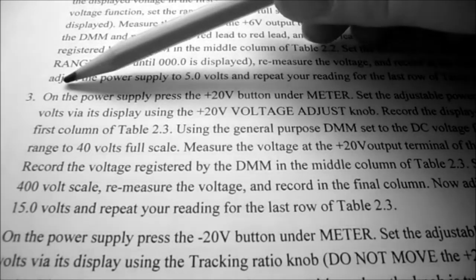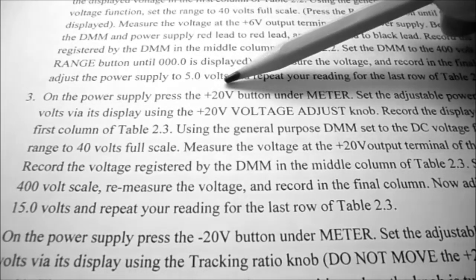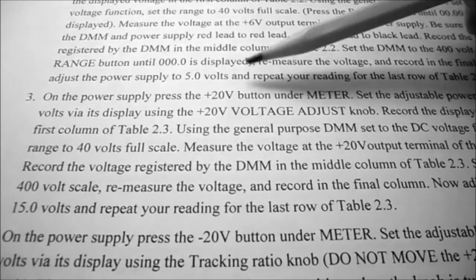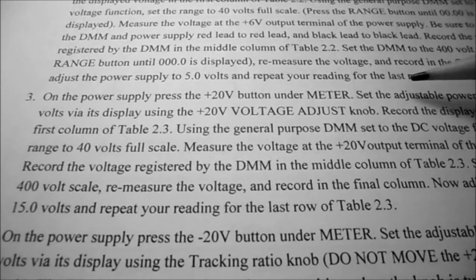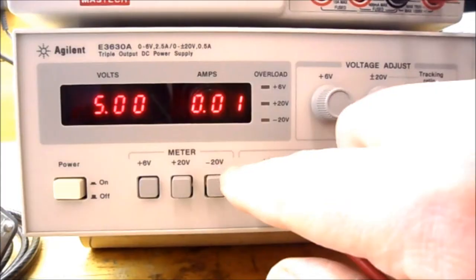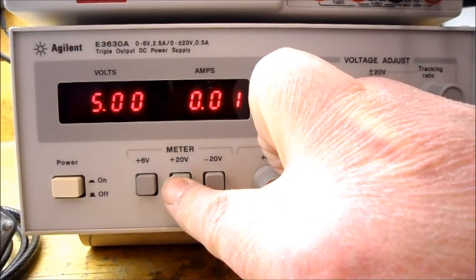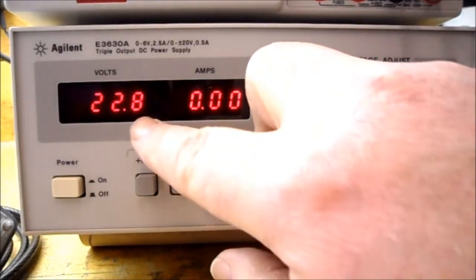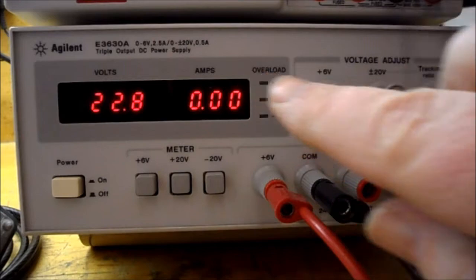Now in part 3 of the procedure, we're going to change the power supply meter to the plus 20 volt button under the meter. And we're going to adjust our supply for 9.65 volts. So, on the Agilent power supply, we're going to press in the plus 20 volt button. Now this is the voltage coming out of the plus 20 volt terminal.